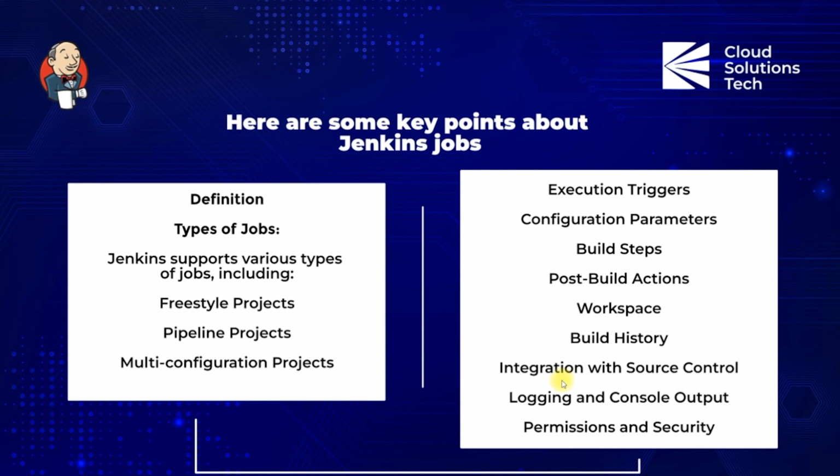And then we also have integration with source control. Jenkins is often connected to version control systems like Git, Subversion, and the rest. Jenkins monitors this repository for changes and then triggers builds automatically. And then logging and console output. As jobs are executed, Jenkins captures the console output, providing detailed information about the progress and results of each build step.